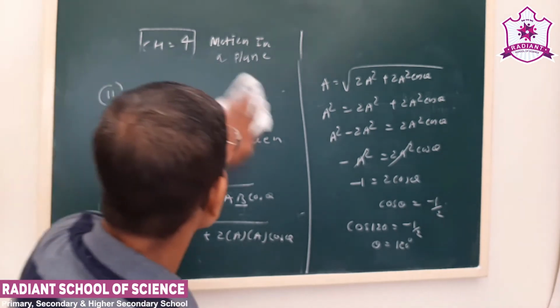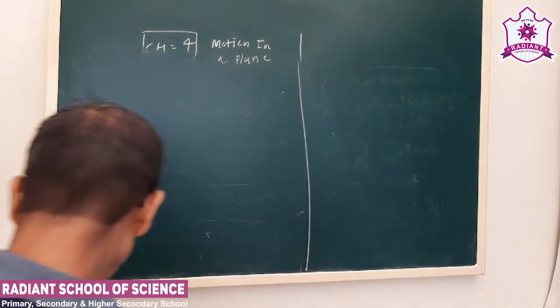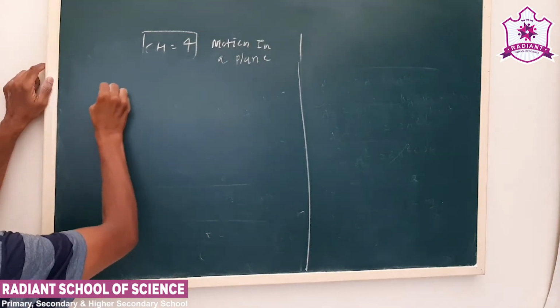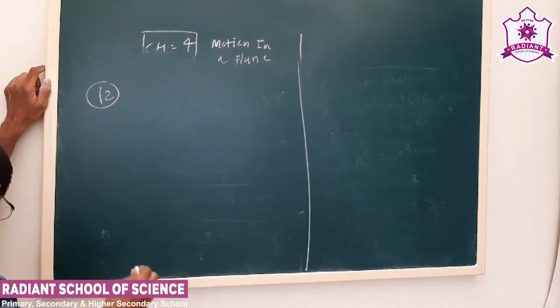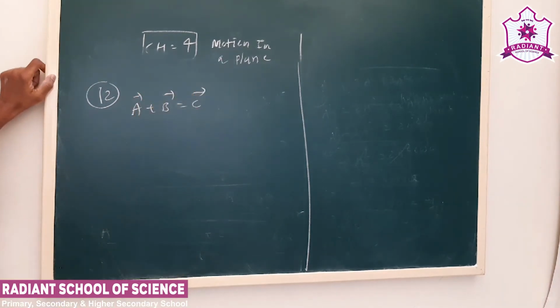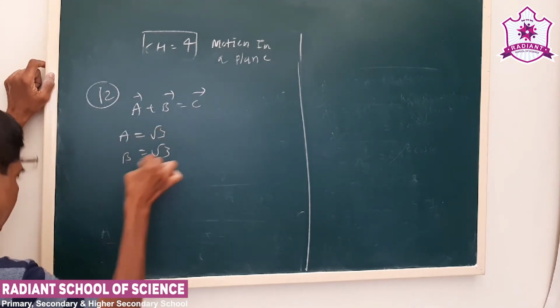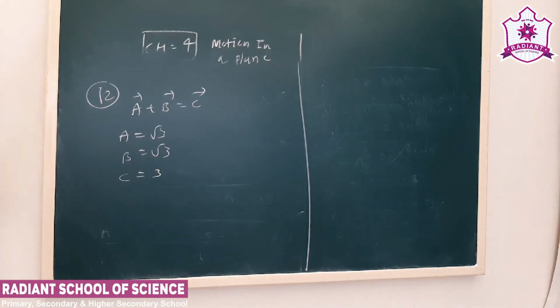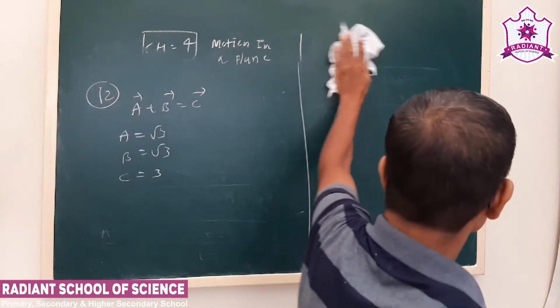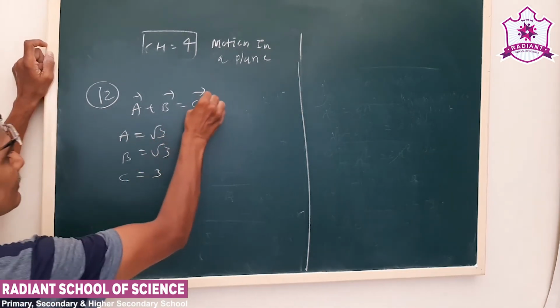Now see our next question. A plus B. Okay, there is a vector addition. A is equal to root 3 and C is equal to 3. We have to find out how the vectors are inclined, what is the angle between them. See here, A plus B is C. So there is a vector addition, so C is nothing but our resultant.